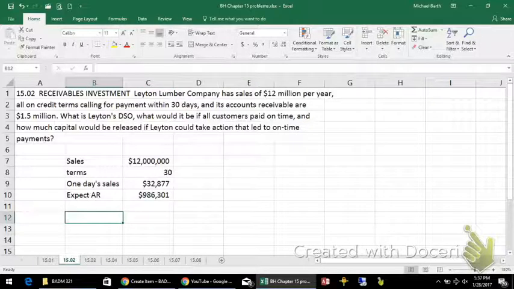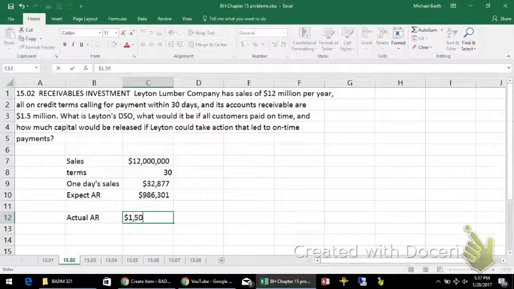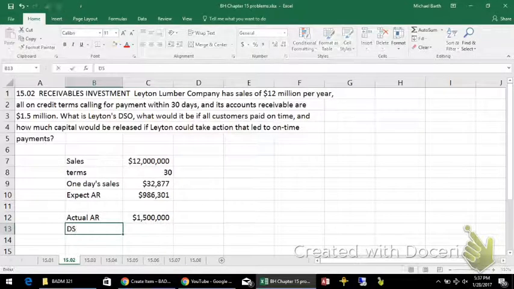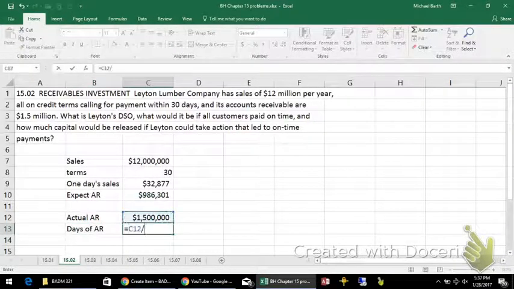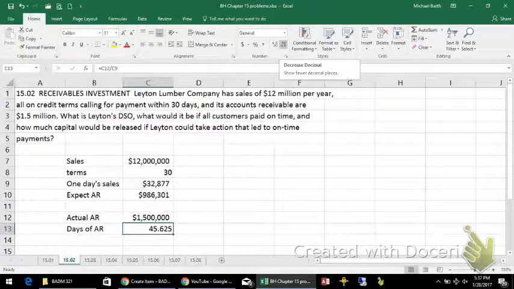So if the actual accounts receivable is $1,500,000, then the DSO, or days sales outstanding, or days of accounts receivable, would be that amount divided by 1 day's sales. Means they actually have a little over 45 days of sales outstanding at this point in time. So that's what their DSO is.